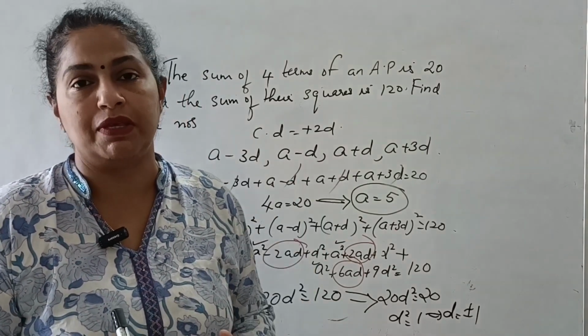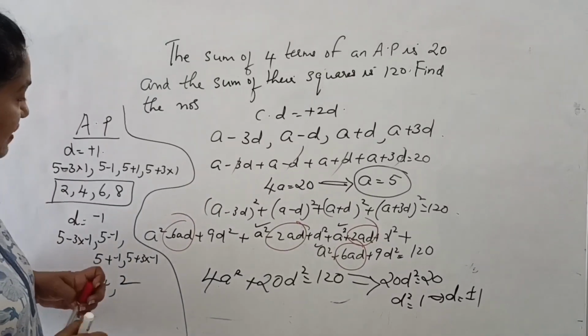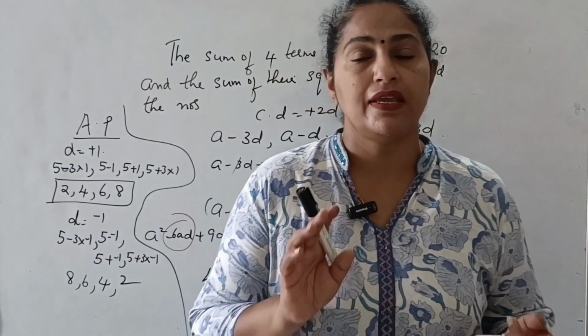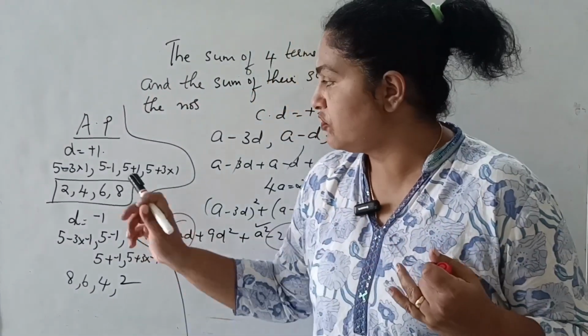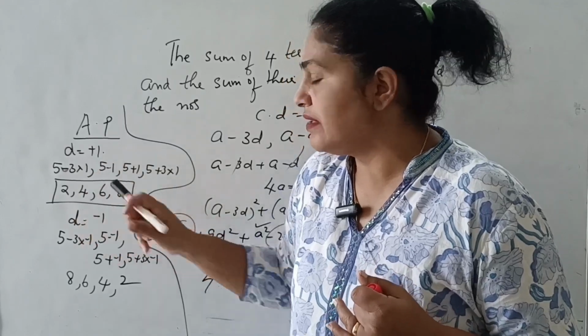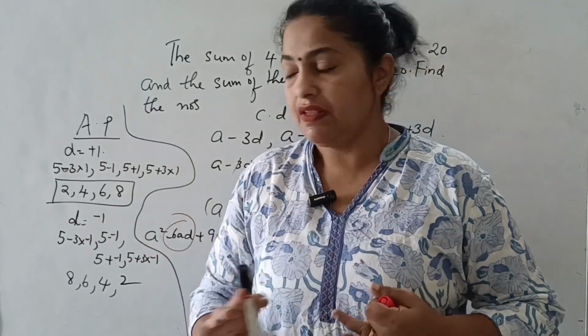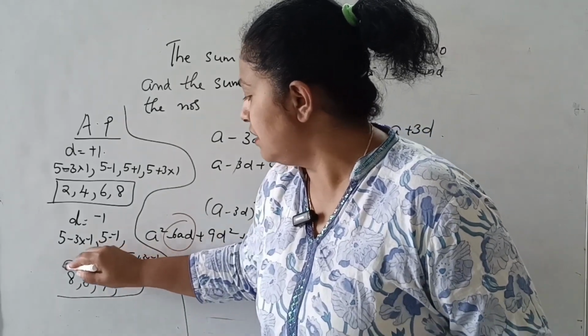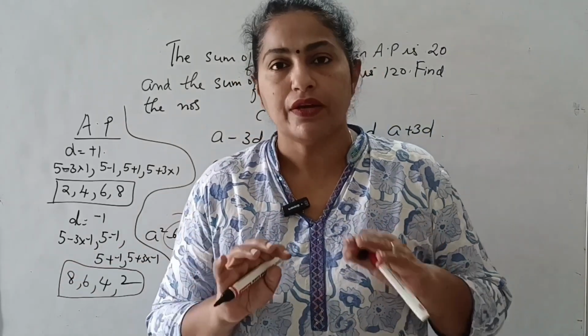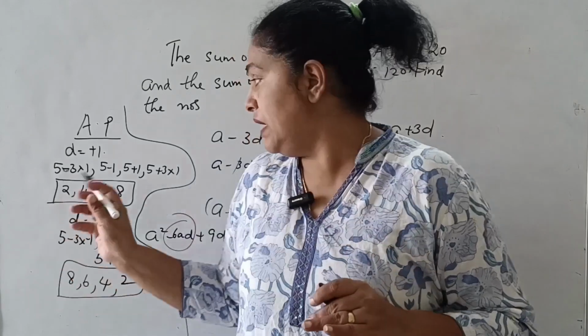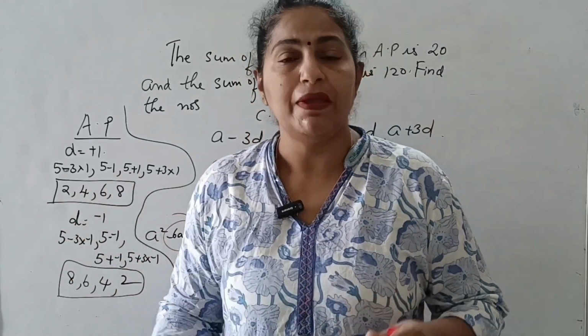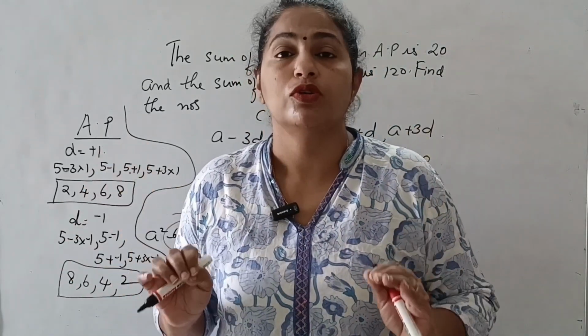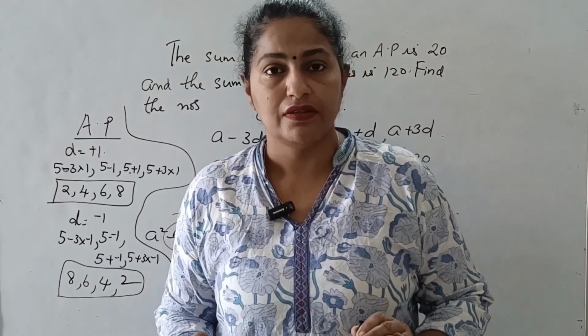Now let me write down the AP. So here you can see that I have written down the AP taking A as a first term, and in the first case D is equal to plus 1, and this is the AP I am getting, and when D is equal to minus 1, this is the AP I am getting. So it is just the AP in the reverse order, but both are two different APs. One is an increasing AP and the other one is a decreasing AP. So make sure you write both the APs, right?